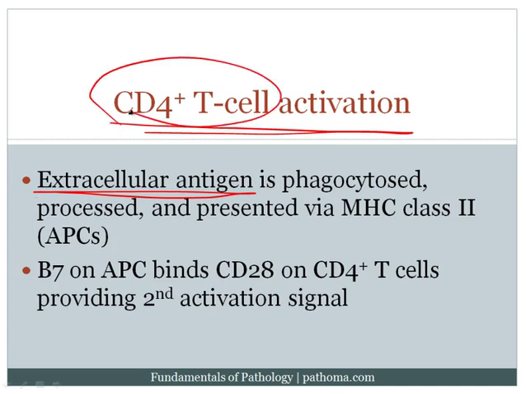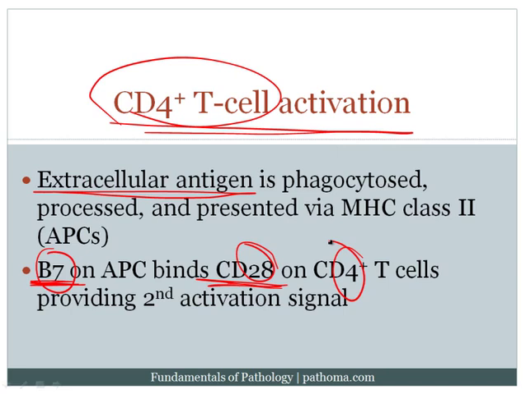Now remember that the CD4 positive T cell requires a second signal. Basically all T cell activation requires a second signal. The second signal is B7, which is present on the antigen presenting cell, and it will bind CD28 on the CD4 positive T cell. That provides a second activation signal. If you're having trouble remembering that, remember that 28 divided by 7 is 4. So that provides the second activation signal.